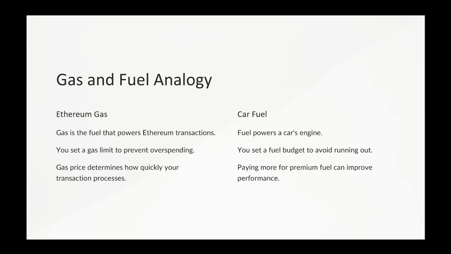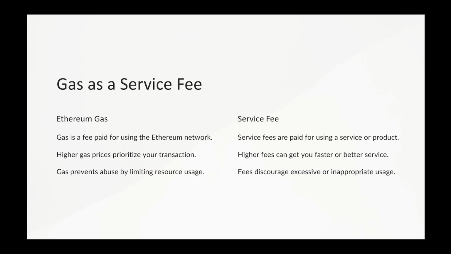Gas is the fuel that powers Ethereum transactions like fuel powers a car's engine. You set a gas limit to prevent overspending. You set a fuel budget to avoid running out. The gas price determines how quickly your transaction will be processed, while paying more for premium fuel can improve your car's performance. Now, we have already discussed its similarities with service fees, and the same can be seen here.